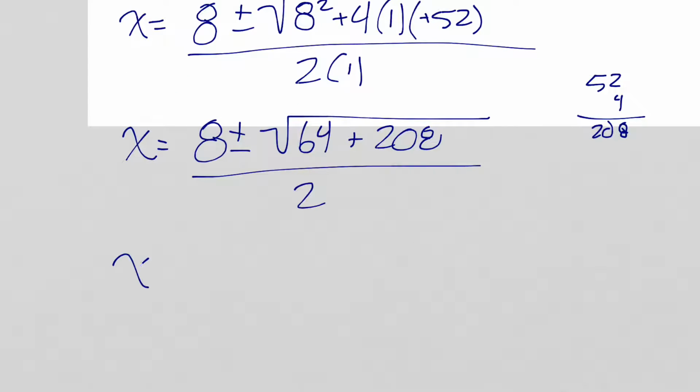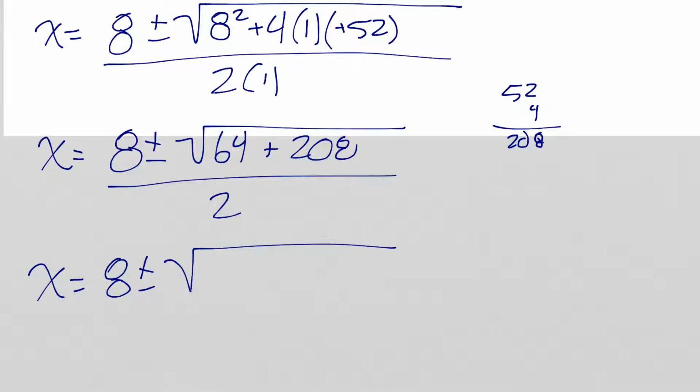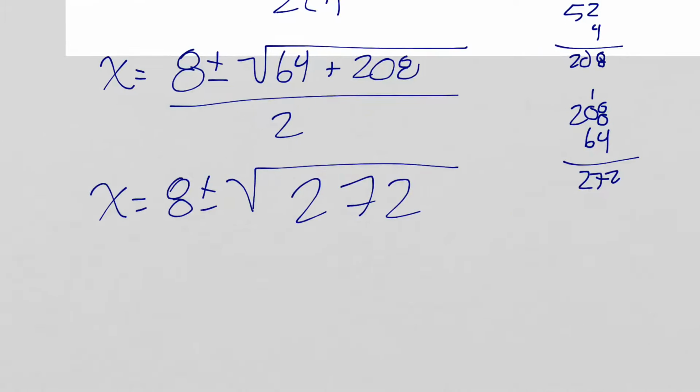All right, let's keep going. Keep on simplifying. 8 plus or minus the square root of 64 plus 208. So let's add those numbers together. 4 plus 8 is 12, and so we'll get a 7 there, 272. So the square root of 272, all of that divided by 2.